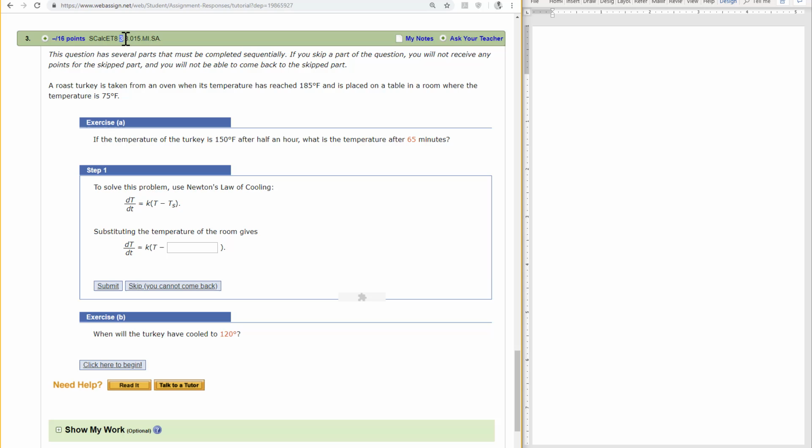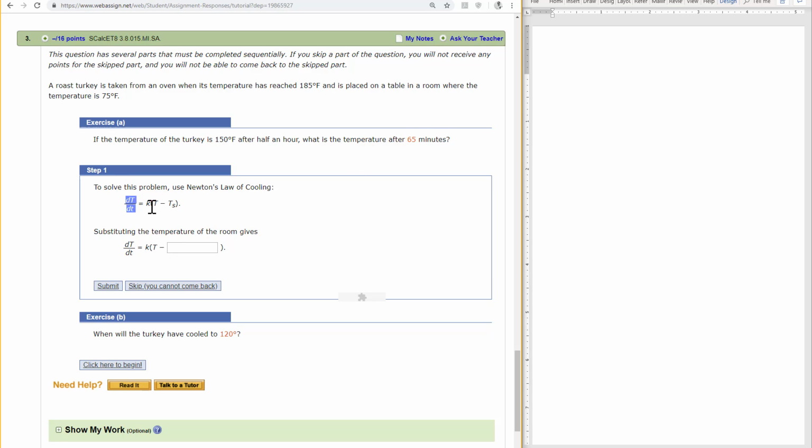This is a problem from section 3.8, problem number 3. It says here that we have a roast turkey taken out of the oven when the temperature has reached 185 degrees Fahrenheit. It's placed on a table, and the room temperature is 75 degrees. If the temperature of the turkey is 150 degrees after half an hour, what's the temperature after 65 minutes?